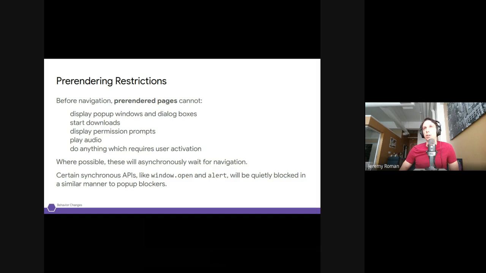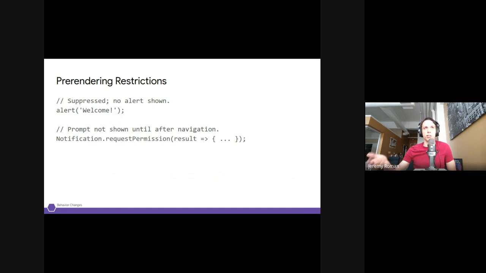Certain synchronous APIs like window.open and alert can't do that. And so we think that most of these can be quietly blocked in a manner similar to existing pop-up blockers deployed in browsers today. And so you'd write similar code to what you wrote before. Your alert that you, for some reason, fire on page load would be suppressed. Things like requesting the notification permission, to the extent that it doesn't require user gesture, would just be delayed until navigation occurred, which we expect a lot of code to be okay with, because it just looks like the user is ignoring the permission prompt until the page is navigated to, which is essentially what they're doing.